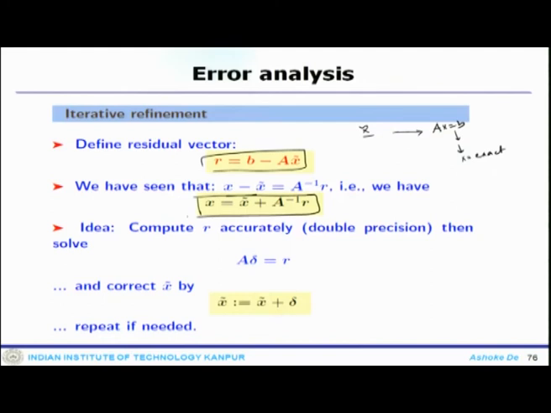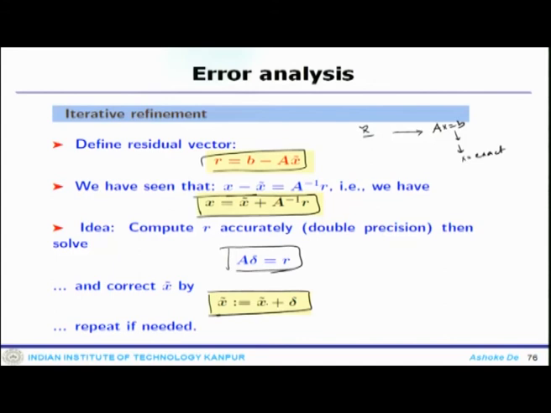Now, what is the idea? The idea behind this process is that you compute R accurately, that means with precision, then you solve for A delta equals R. So, if R tends to 0, then delta should approach the solution, and you get the correct x bar as x tilde plus delta.